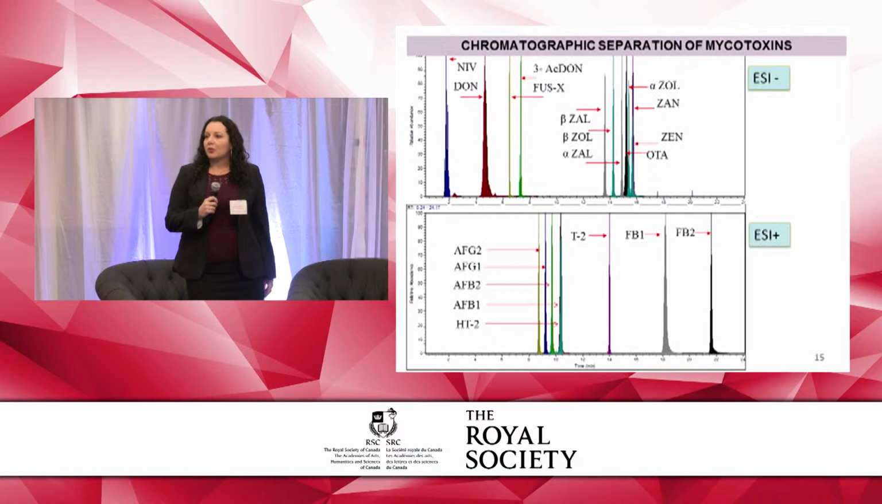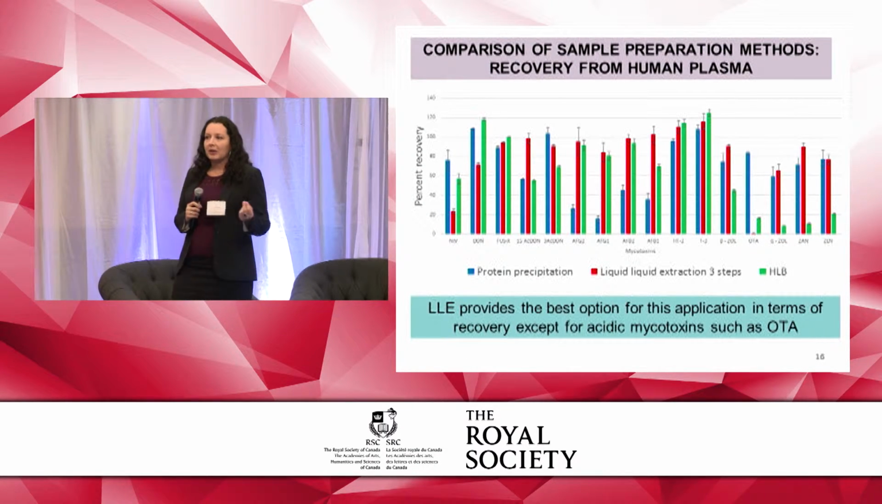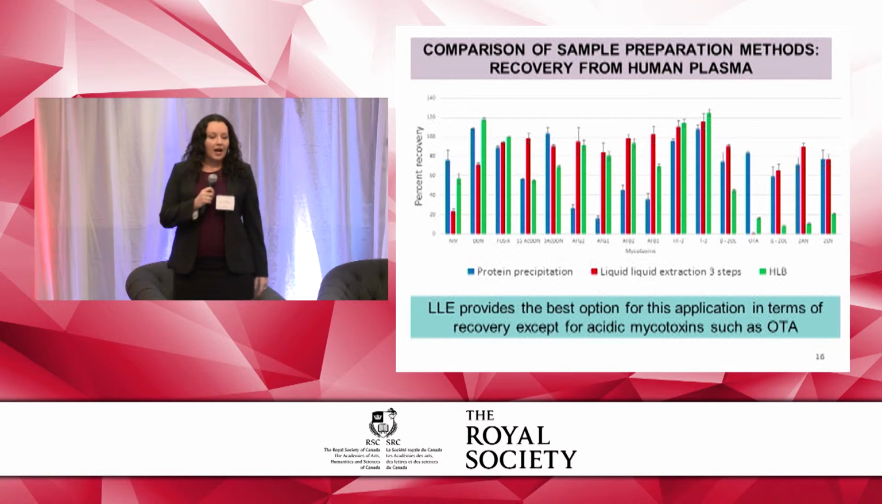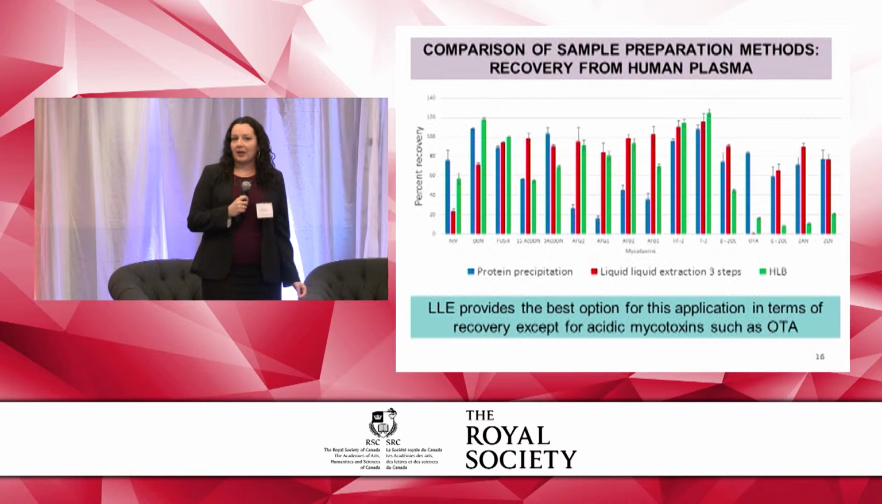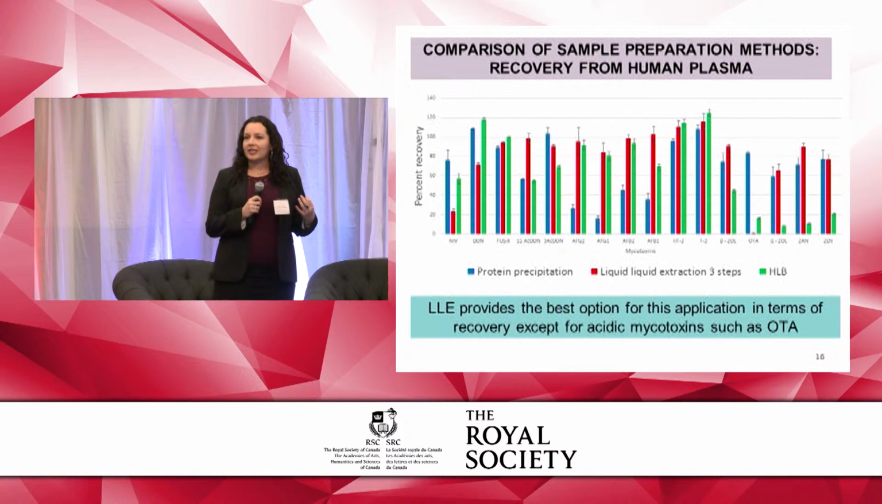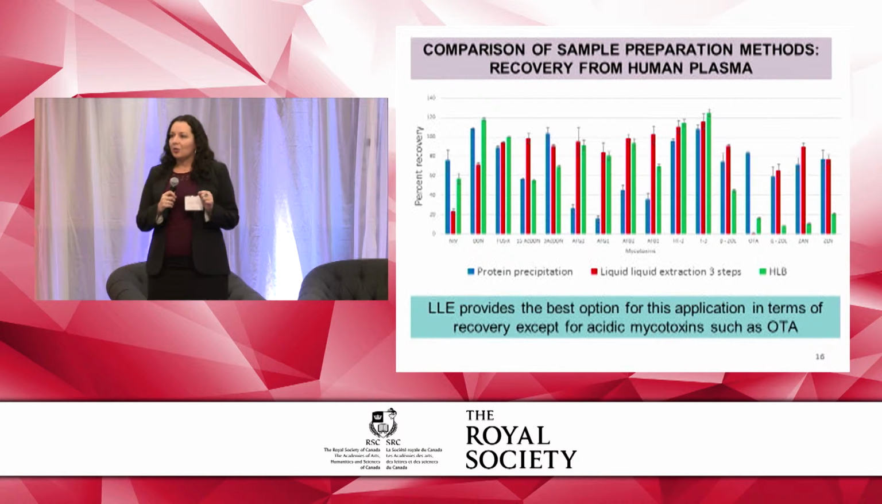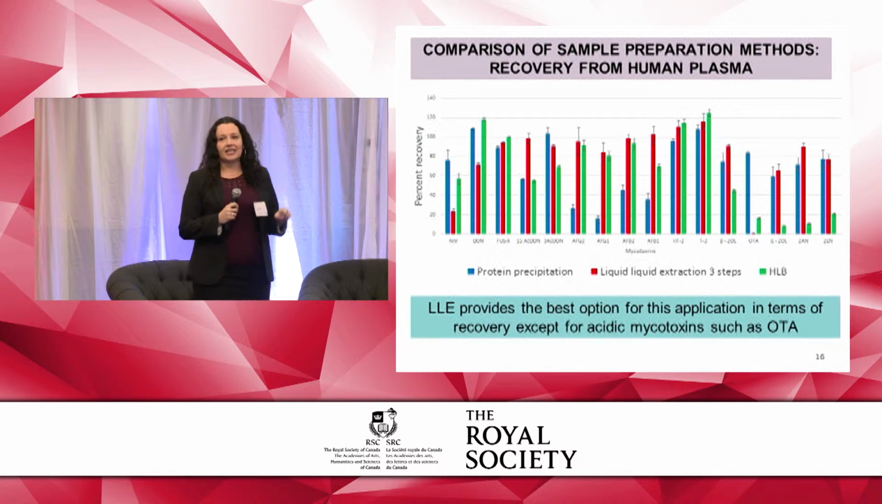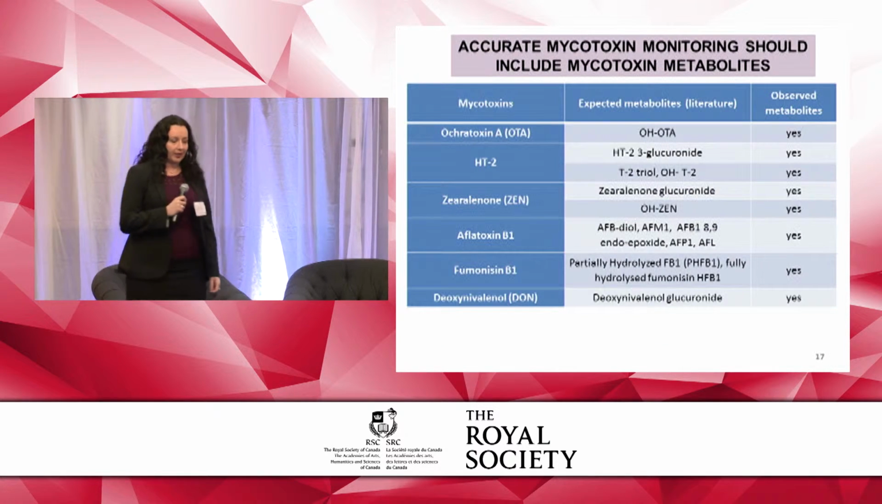We also did a lot of optimization because we need very high sensitivity. These species are present typically in picogram per mil levels. This is an example of the optimization and sample preparation that we did, and we found good methods that work for 17 out of the 20 mycotoxins that we set out with. For the other 3 that are highly acidic, we need separate methods to achieve the sensitivity that we want.